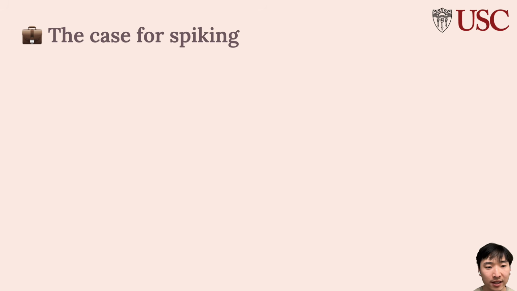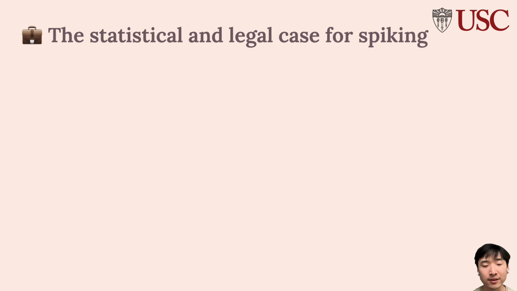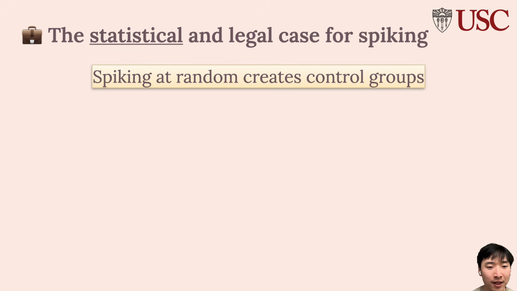Okay, in this section, I will make the case for spiking. I will make the case from both the statistical and the legal perspective. So first, the statistical perspective. Spiking examples at random into the training data allows you to create control groups.